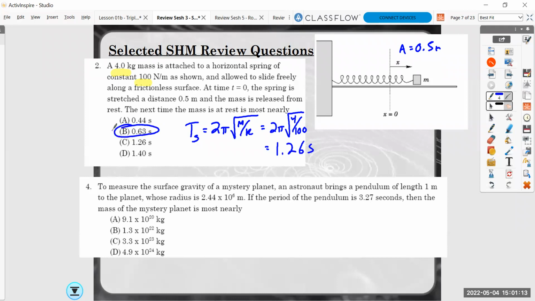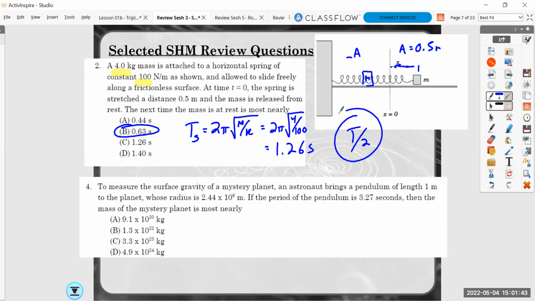Why is the answer B? Well, the mass doesn't do a full period, right? We started out on this side. It accelerates towards equilibrium where it gets its max velocity. The next time it's at rest, it's over here at a position of negative A, right? That is not a full cycle. That's only half a cycle. In order to get a full cycle, you have to come back to where you started. So in this case, the answer they're looking for is actually half the period.